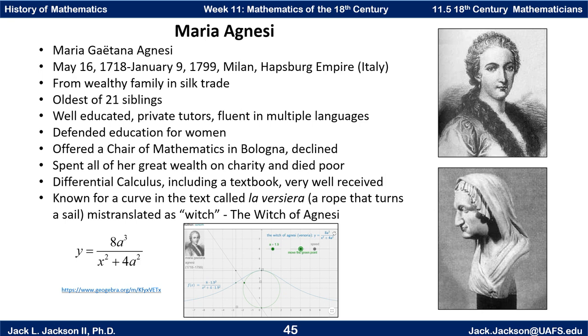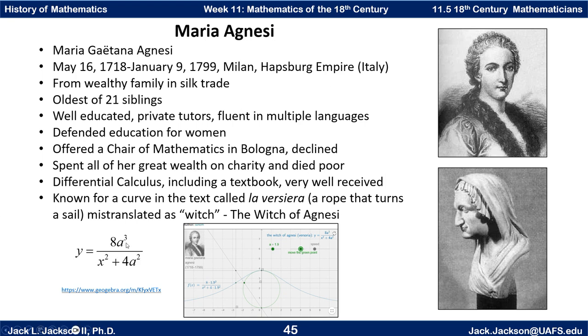Another thing that she's known for is in her textbook, there's a curve that she calls Lavoisier, which basically translates to something like a rope that's twisted or a rope that turns a sail. But unfortunately, that word is similar to another Italian word. When it got translated in English, that Italian word got translated as witch. So that curve is now known as the witch of Agnesi. Here's an equation for it.